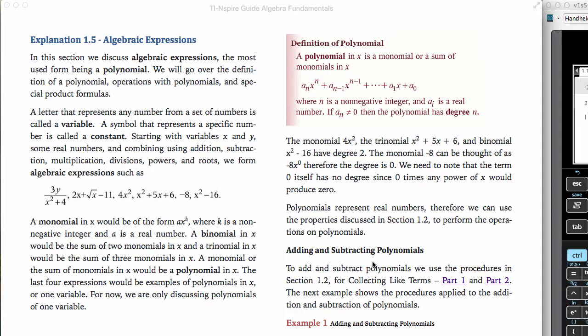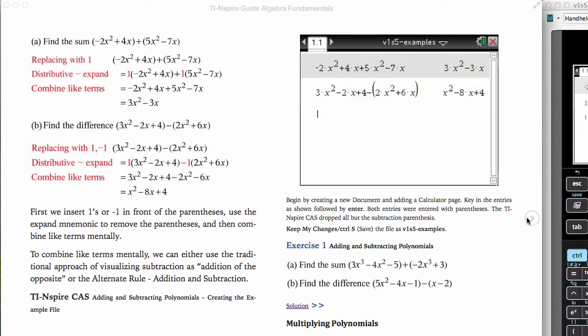We're going to next look at adding and subtracting polynomials. So if they ask us to define the sum of polynomials, what we do is, just like when we were combining like terms, if there's nothing in the front of a grouping symbol, we like to put a 1. And then we like to use our mnemonic for multiplying this stuff out that parallels the multiplication and division rule. So 1 times this is minus 2x squared. 1 times this is positive 4x. 1 times this is 5x squared. And 1 times this is minus 7x.